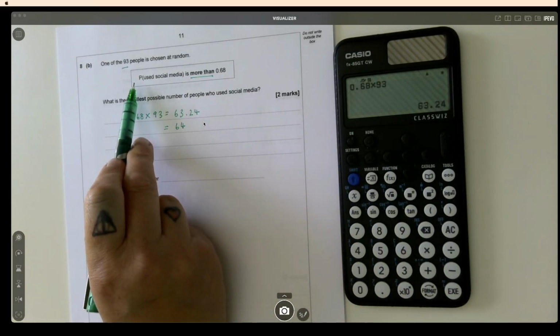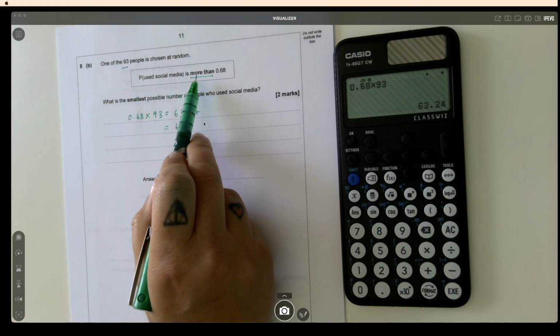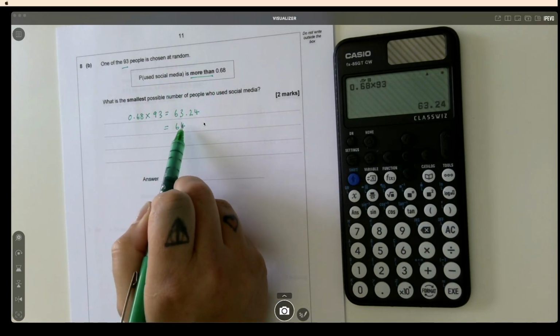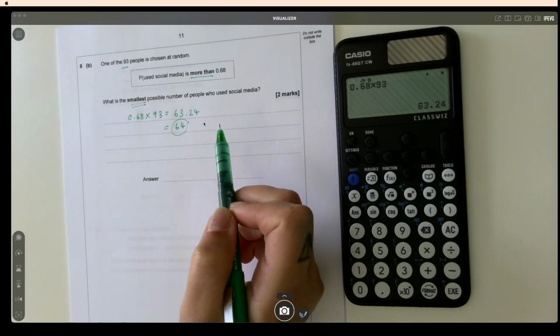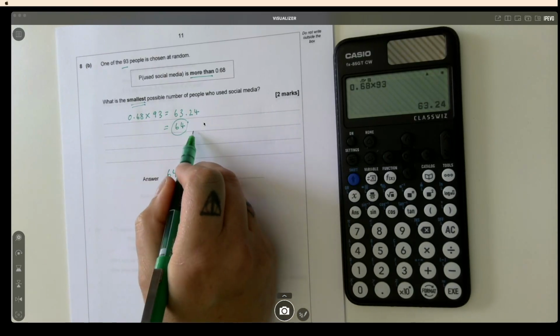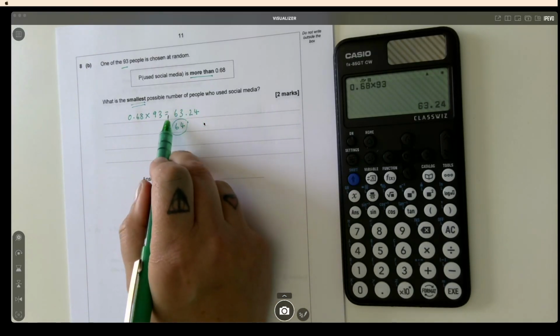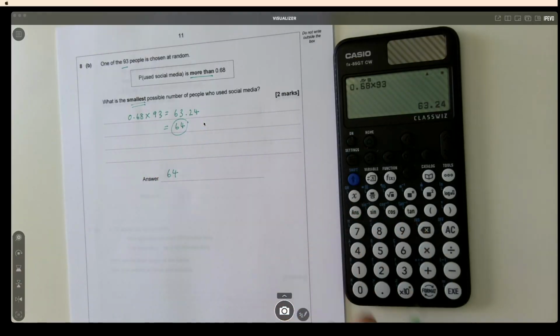Now this probability says the probability that they use social media is more than 0.68. So because it's more than, that's why we've rounded to 64. And that 64 is the smallest possible number of people that use social media. If we went higher than 64, we wouldn't have the smallest, because 64 is the next whole number when we're dealing with the more than inequality.